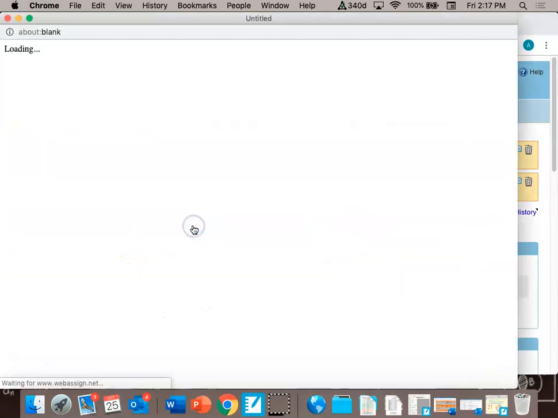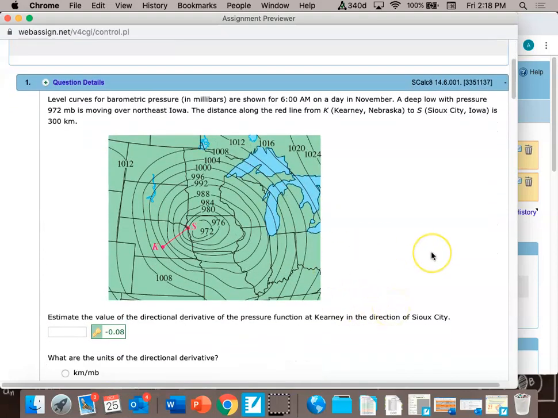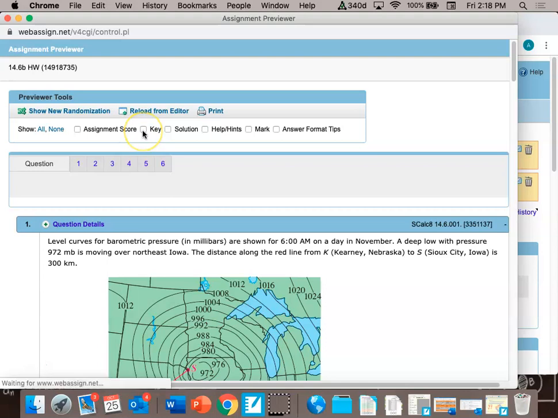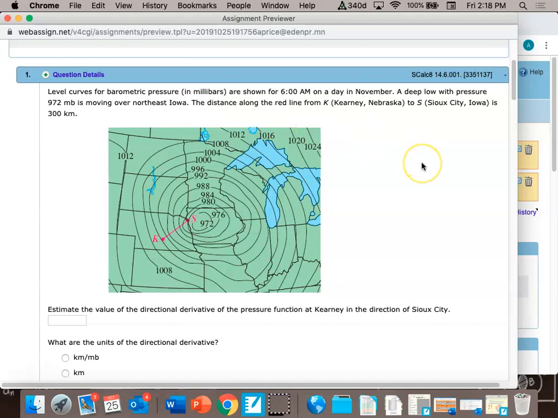So I just want to make sure that I'm not giving you any problems that you can't do. All right, look at that beautiful graph with level curves. Let me turn the key off so you don't get to see the answers. Level curves for barometric pressure in millibars are shown for 6 a.m. on a day in November. Look, it's like around us too.